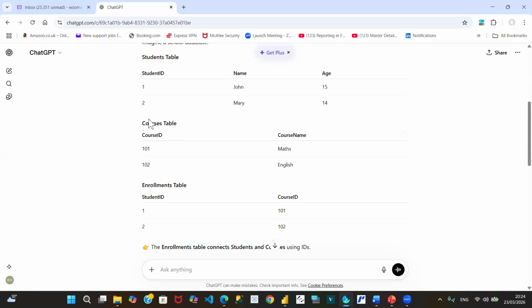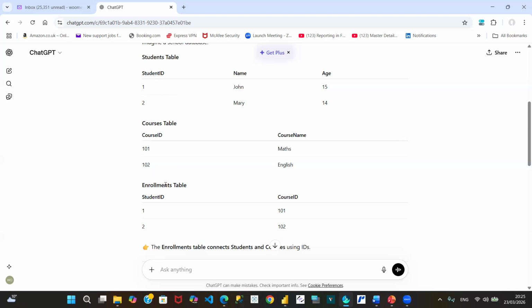Same for course. On the courses table, maths is not going to be repeated. 101 for maths, 102 for English, 103 for another course, okay? So that makes course ID a unique identifier, a primary key on this table, and student ID is a primary key on the students table as well.